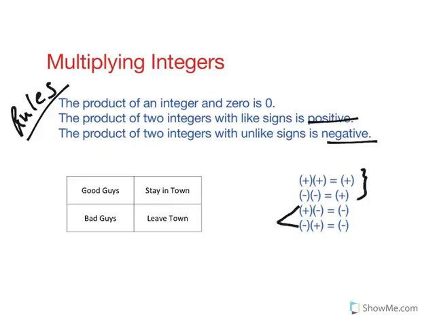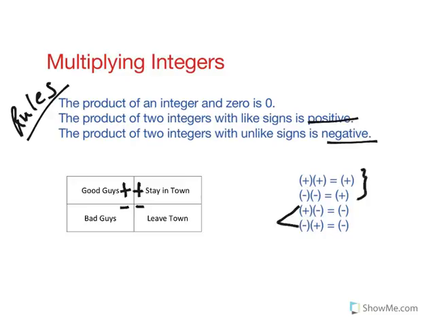And I've got this cutesy little thing that helps students remember, and they actually tell me they like this. Think of the good guys as being a positive sign, and staying in the town being a positive direction. And bad guys would be negative, and leaving town a direction of negative. So, if the good guys stay in town, that's a good thing. A positive times a positive is a positive. If the good guys leave town, that's a positive times a negative, and that's a bad thing.